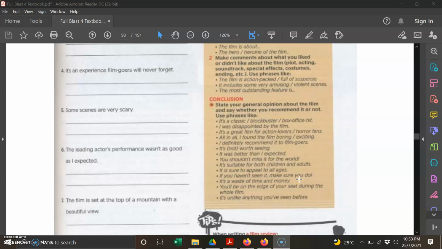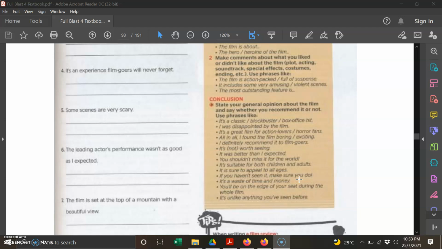Okay, next one, it's not worth seeing. Ia tidak berbaloi untuk ditonton ataupun, or it's worth seeing. Ia berbaloi ditonton. Okay, either one. Okay, next one, it was better than I expected. Ia sangat baik, ia lebih baik daripada yang saya harapkan.